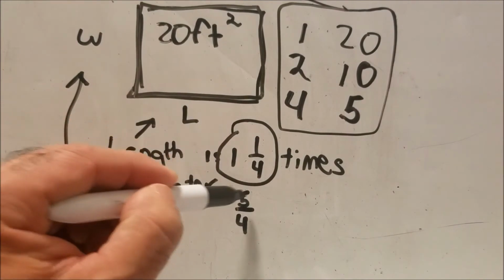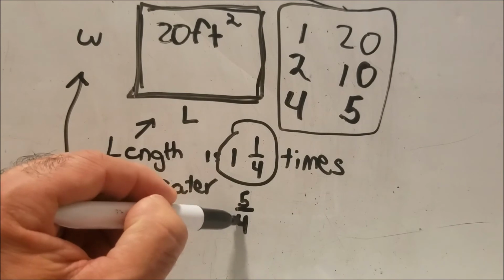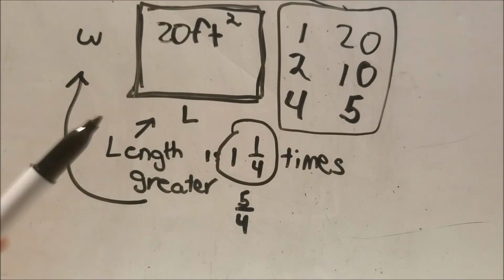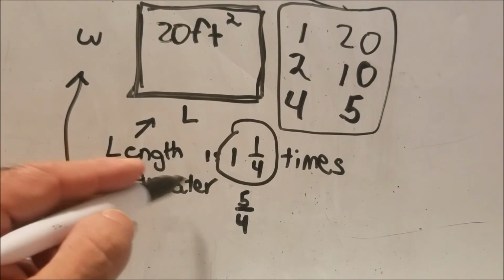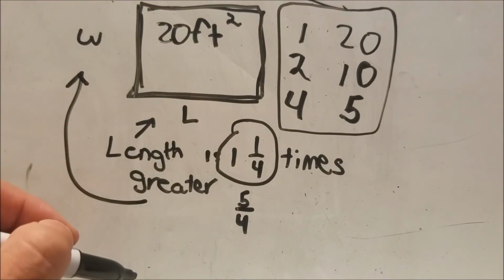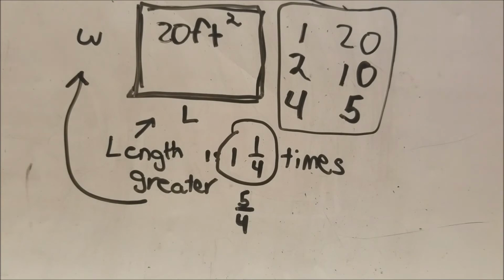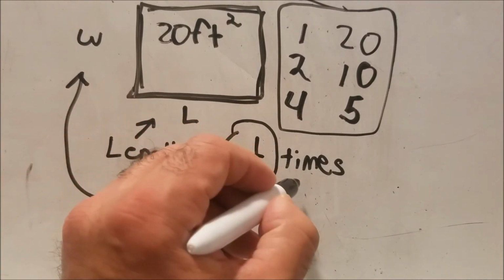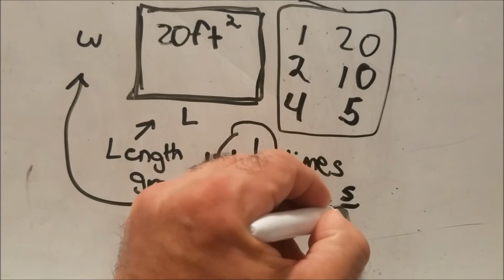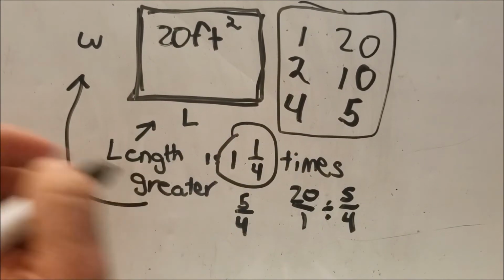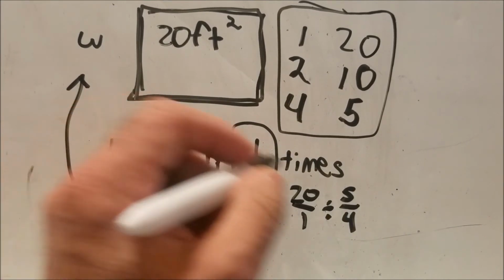If the numerator is bigger than the denominator, you know what that means. It's bigger, right? Well, we don't say bigger, we say greater in math. So now, if the length is 5/4 the width, what do you think we should do here to find the width? Well, let's divide. What if I said 20 divided by 5/4? Will it be 1? Well, let's check.